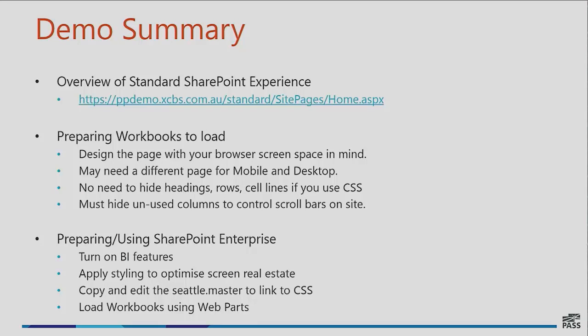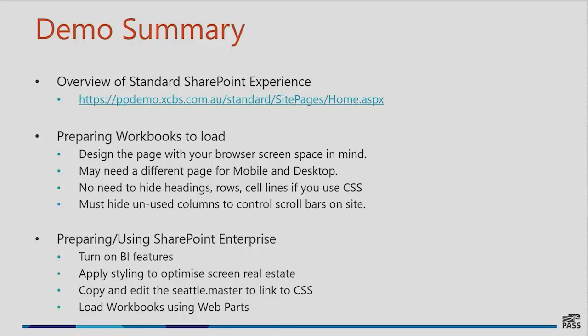So basically what we did, we had a look at the standard SharePoint experience, and in fact you can use that link to go and have a look at that on my site, as well as the enhanced experience. We talked about preparing the workbook to load. The key things: you have to hide the unused columns and rows to control the scroll bars, but don't do anything else. If possible, use CSS as a way of hiding those other objects that you don't want to see. And you may end up needing a different page for mobile and dashboard, depending, because these days you've got widescreen devices and portrait mobile devices, and that can be a problem.